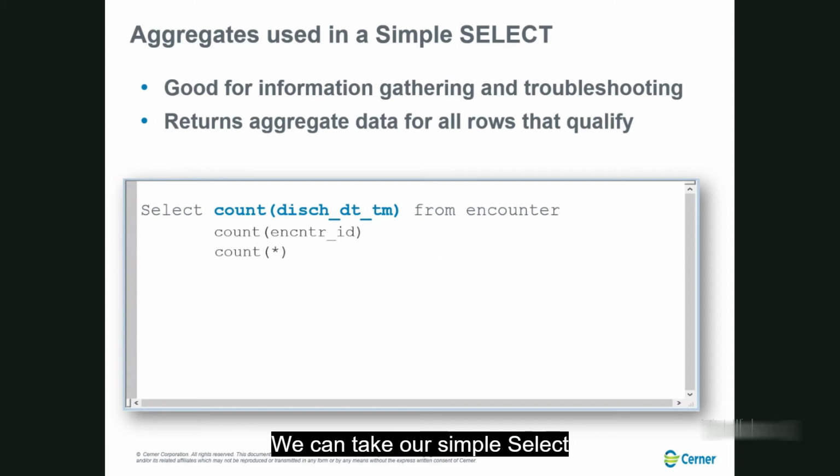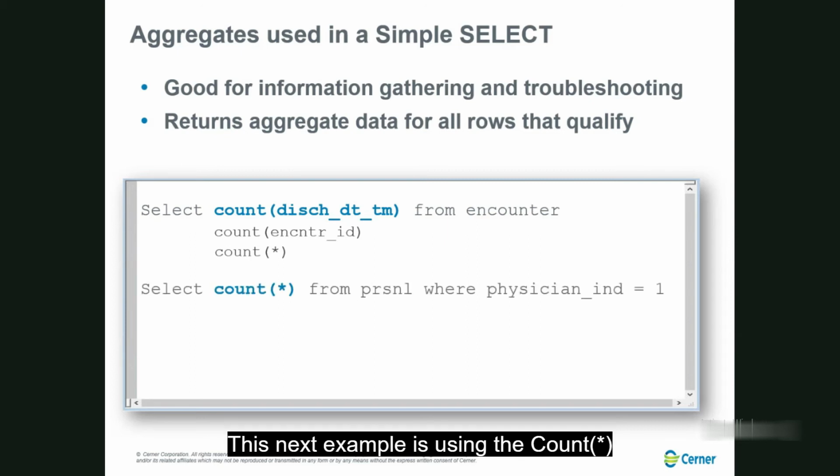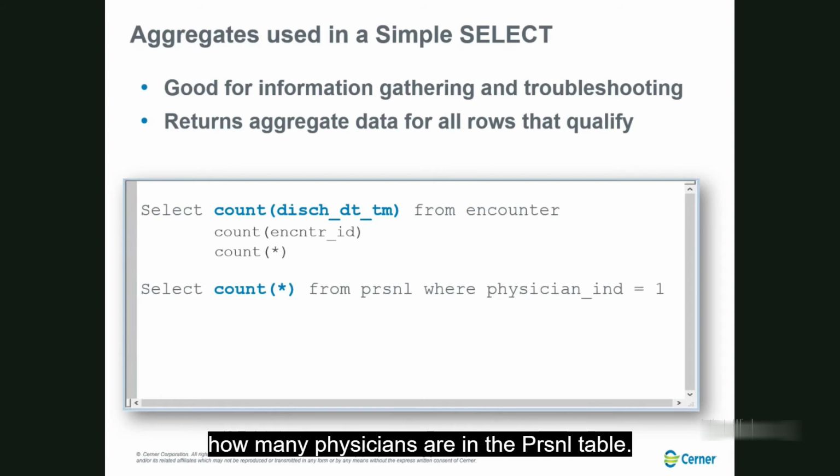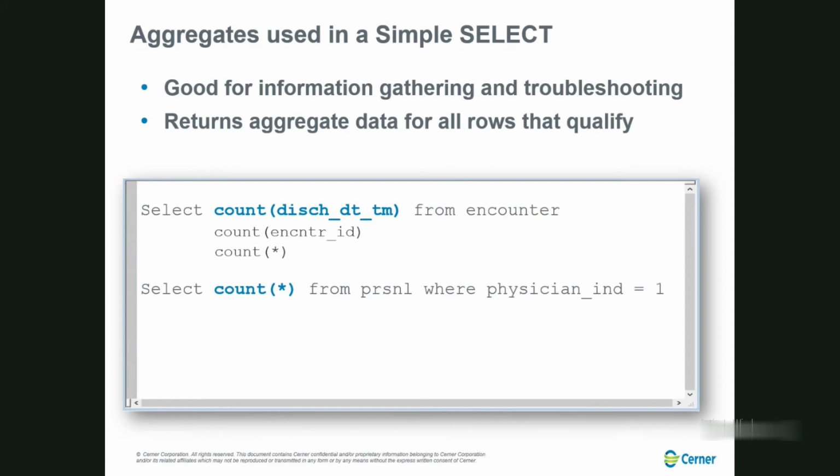We can take our simple select aggregates a step further by adding in qualifications to limit the data returned to focus in on just the information that is relevant to the actual data that we are after. The next example is using the count star from the personnel table with a qualification of physician indicator equal to 1. This will return a count of rows where the physician indicator is equal to 1. Or, to say a different way, how many physicians are in the personnel table.